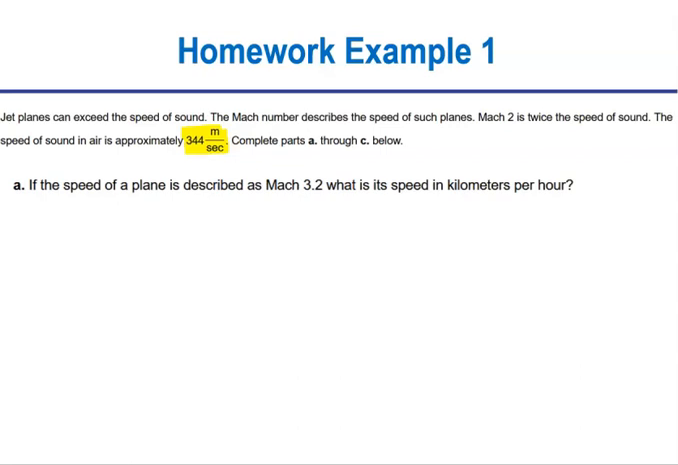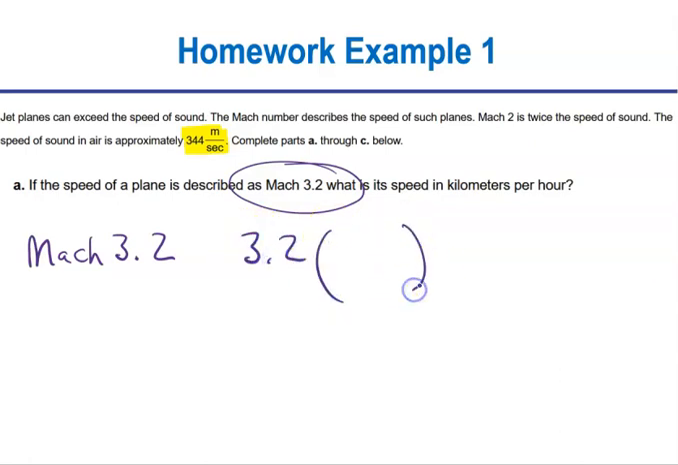Now A says if the speed of a plane is described as Mach 3.2, what is its speed in kilometers per hour? Okay, so I'm going to start with what we know, because when you do conversions, that's where you want to start. So we know that we are starting with Mach 3.2. Now, what does that really mean? It said Mach 2 means twice the speed of sound. So Mach 3.2 means 3.2 times the speed of sound. So you know what I'm going to do? I'm going to write 3.2 times the speed of sound. We know that, right? It's 344 meters per second.